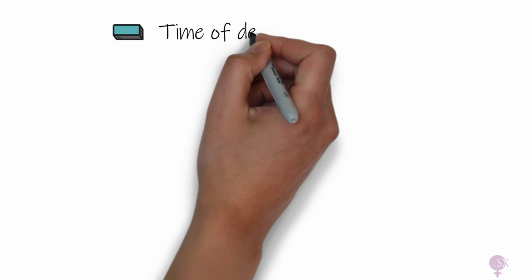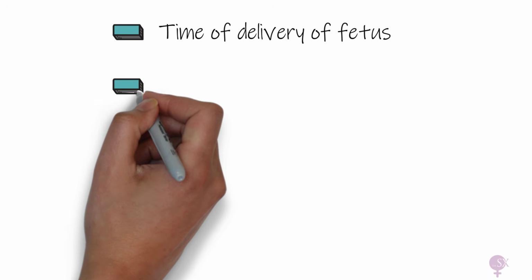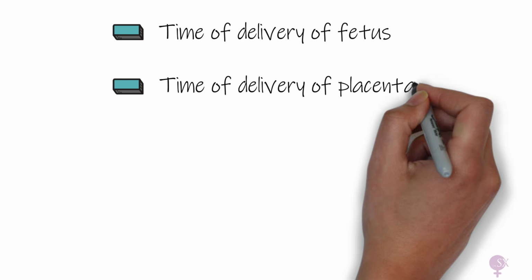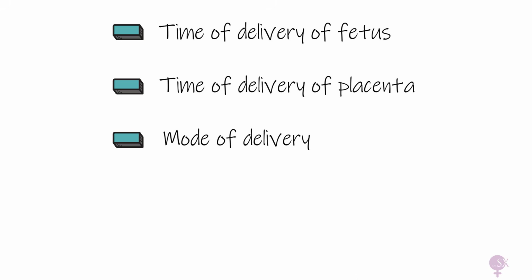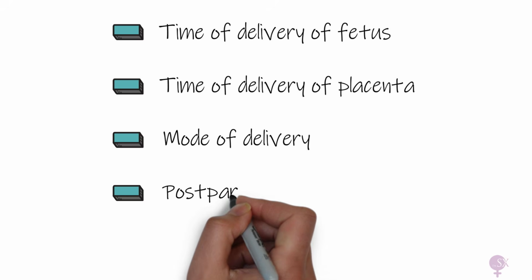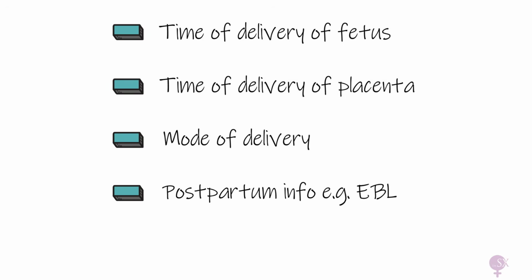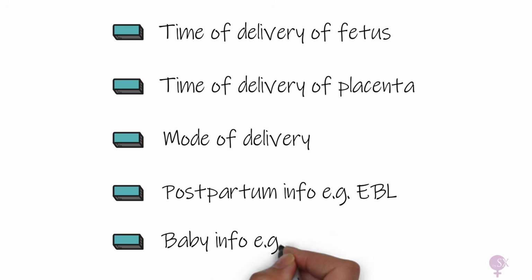Other details are also noted on the partogram, such as time of delivery of the fetus, time of delivery of the placenta, the mechanism of delivery, that is if it was a vaginal delivery, instrumental or cesarean delivery, as well as postpartum details, including estimated blood loss, any perineal tears, and observations of the baby once delivered, including Apgar score.